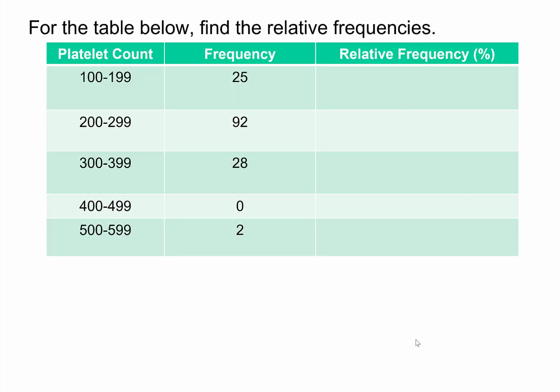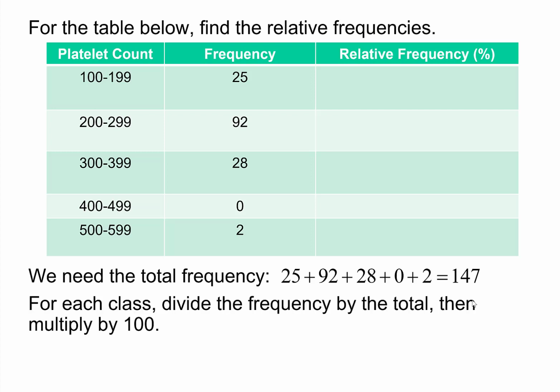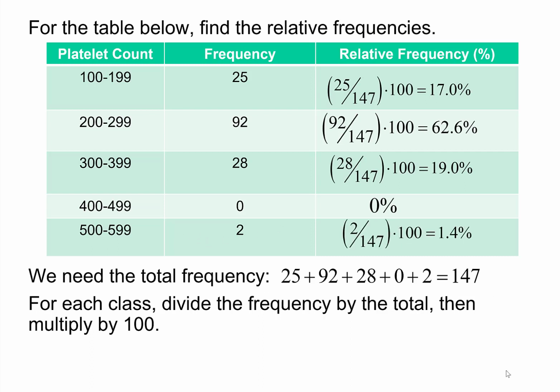For the table below, find the relative frequencies. So in order to find the relative frequencies, the first thing we need is the total frequency from the table. So we add all the observations in the frequency column and we get 147. Then for each of the classes, we're going to take the frequency, divide by the total, and then multiply by 100. So for the first class, we get 17%, 62.6%, 19%, 0 in the fourth class because there's no observations, and then finally 1.4%.